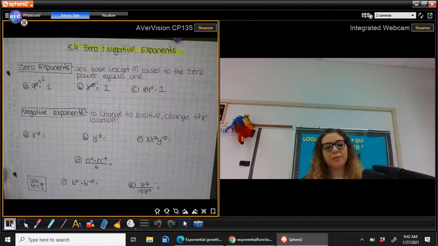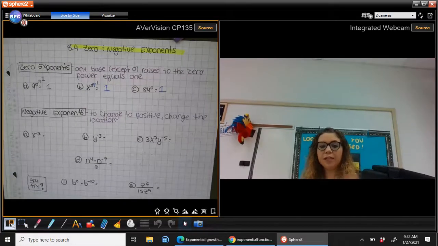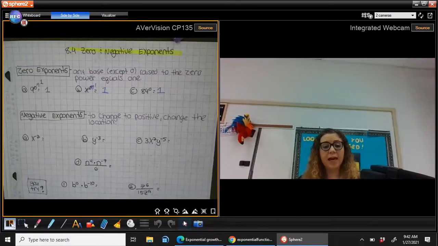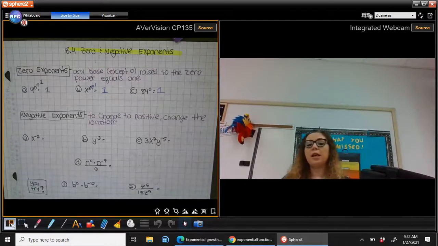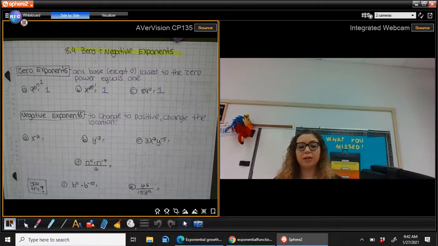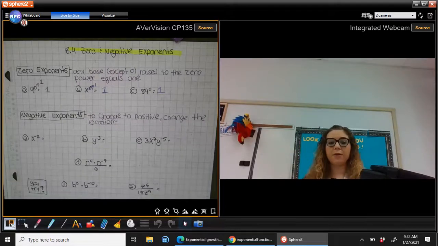The last one is negative exponents. We don't like negative exponents. When you do these problems, you never want to leave your answer with a negative exponent. It is not pleasing to the eye, it's not pretty, it's hard to work with, so we don't do negative exponents. Anytime you have a negative exponent, to make it positive, you're just going to change the location.